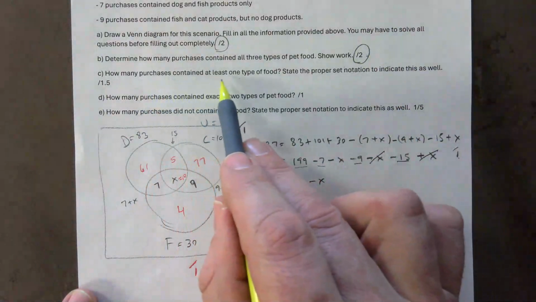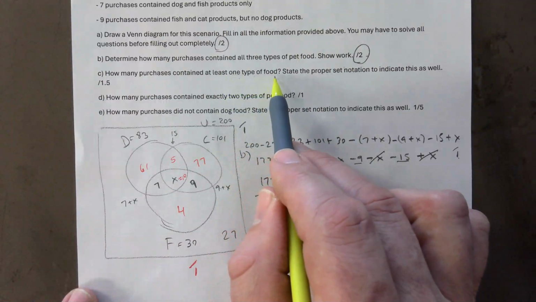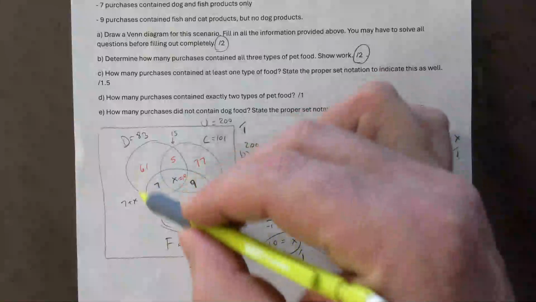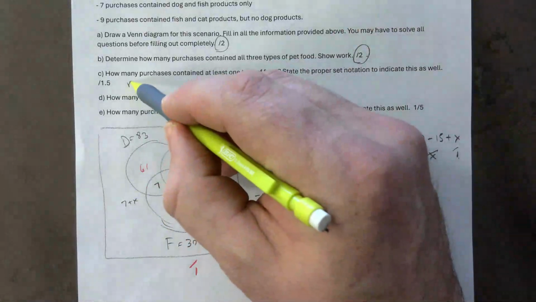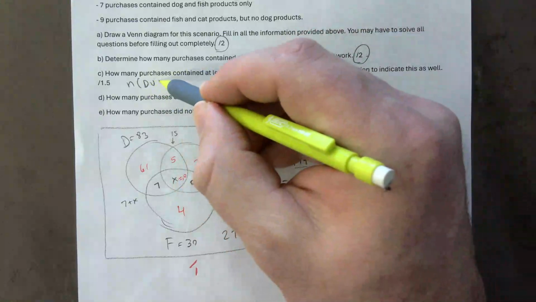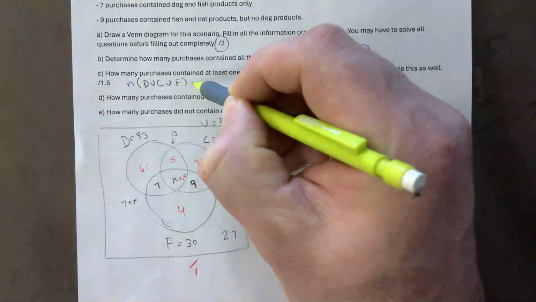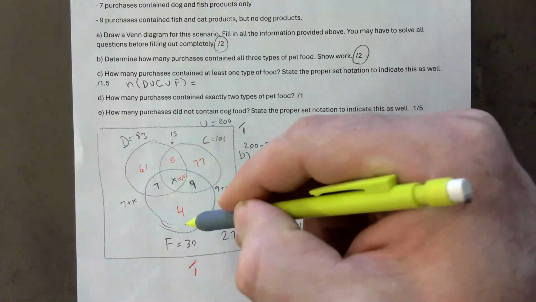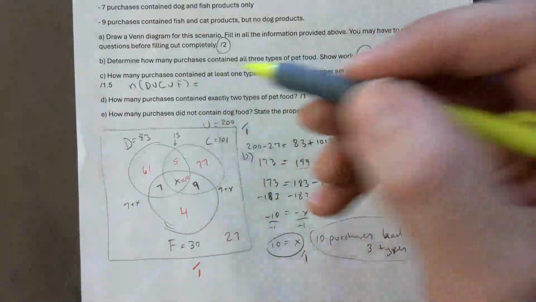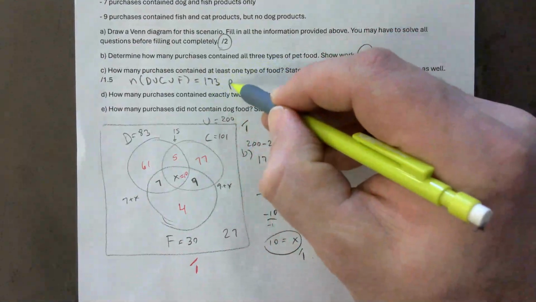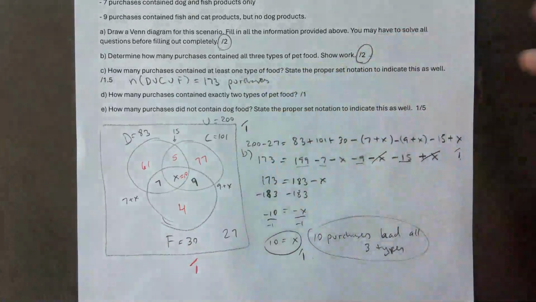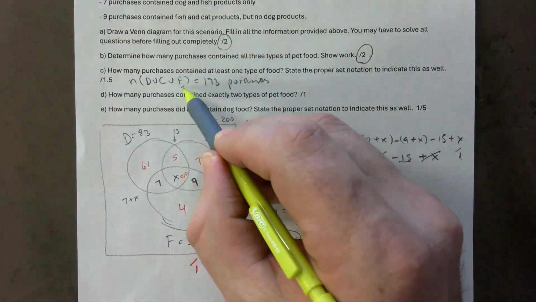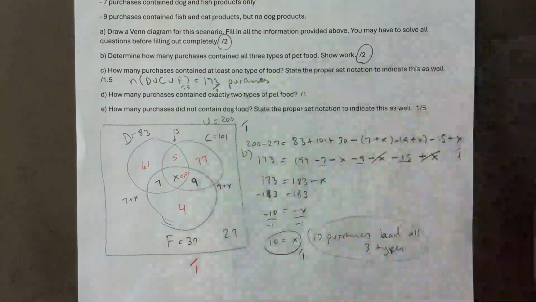And now it says how many purchases contained at least one type of food. State the proper set notation to indicate this as well. If it says at least one, it's everything that's in these sets. So I'm asking for this, D union C union F, okay? And so that would be 200 minus 27 is the fastest way to do it, or if you like adding, just add up a bunch of numbers. So that'd be 173 purchases. I want to speed this up. So this is how I go. I'll give you half a mark for notation, 1 mark for the 173.